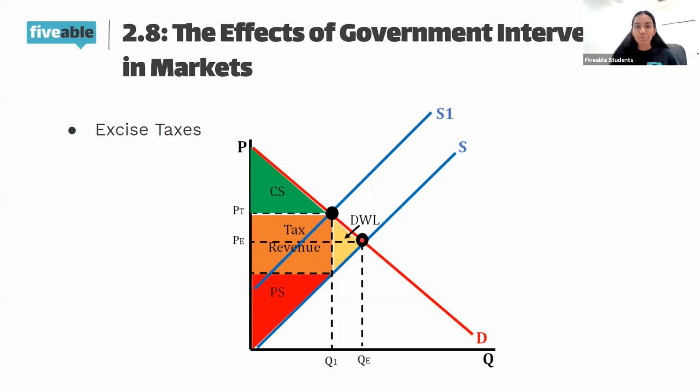And to find the actual value of the tax, you just find the vertical distance between the two supply curves. Any vertical distance along the supply curve will usually give you the same amount. If you just did PT minus, let's call this PA, so PT minus PA, that would give you the actual value of the tax. So this could be 4, this could be 2. That means that there's a $2 per unit tax in this market.